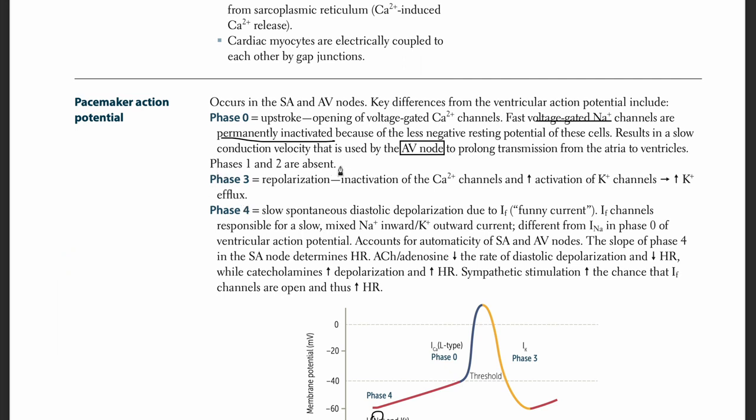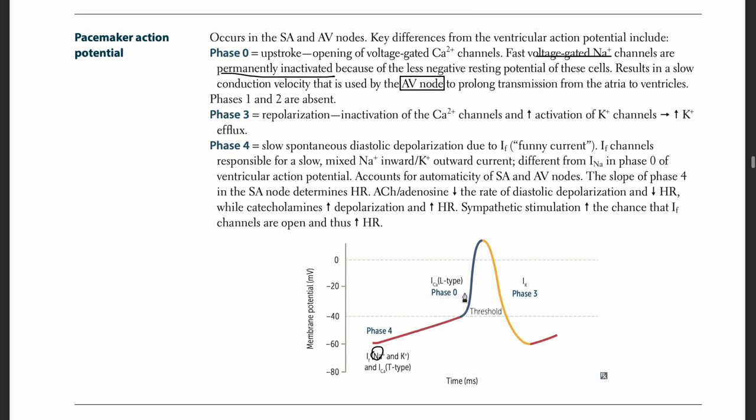Then phases 1 and 2 are absent, and it goes straight to phase 3, which is repolarization, the relaxation one. There is inactivation of the calcium channels and increased activation of potassium channels, so there's increased potassium efflux. Calcium and potassium are positive ions that make the cell more positive, but now with potassium leaking out, it's bringing it back down into the negative. You're losing positive ions there.